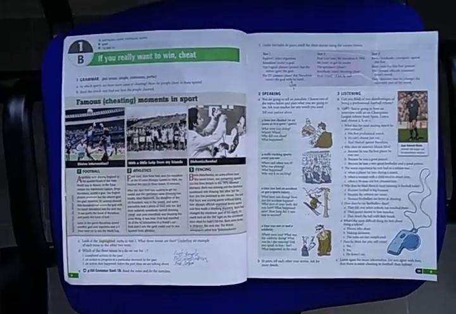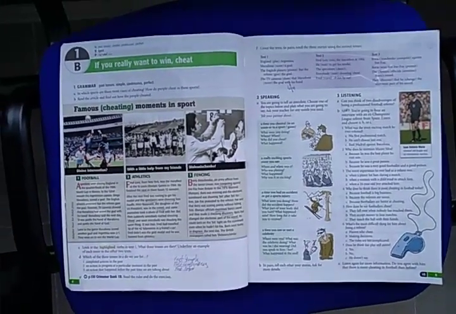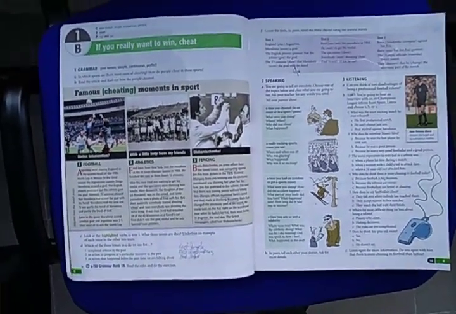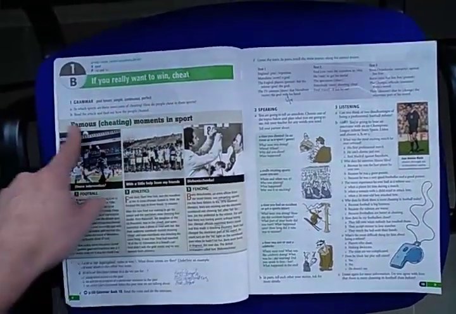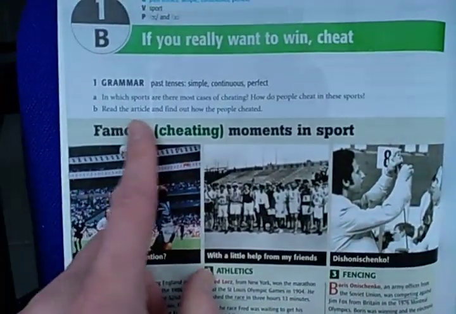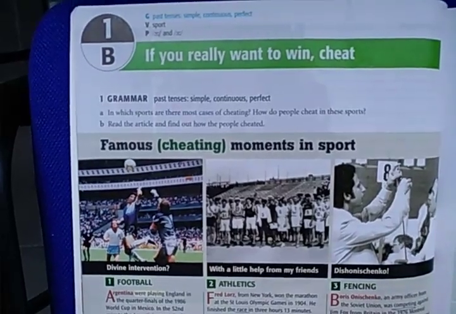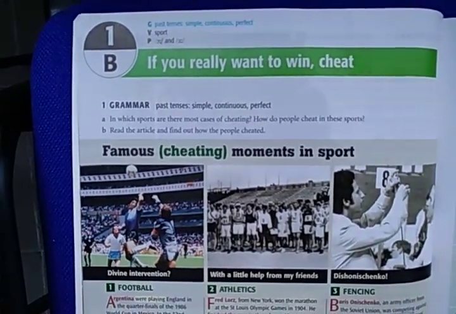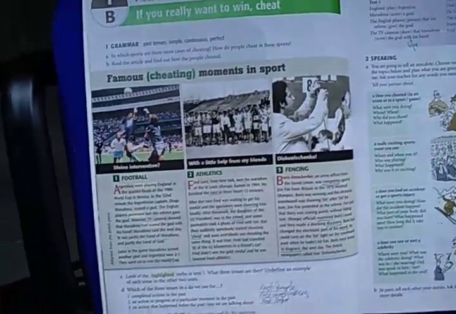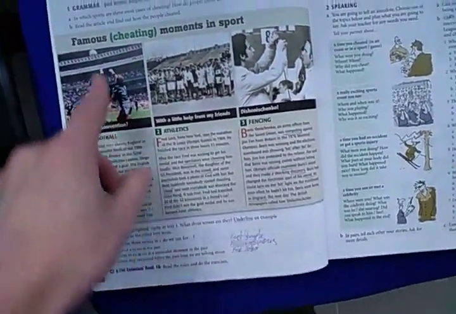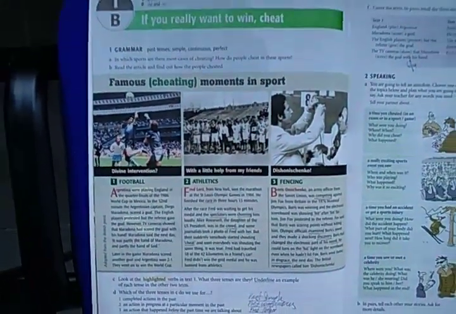To achieve this aim, I'm going to do the following things. At the very beginning, I'm going to give them this leading activity. That is to say, I'm going to talk about cheating. Then I'll make them briefly read this text. The best end result of this stage is that they're prepared to talk about cheating in sports.